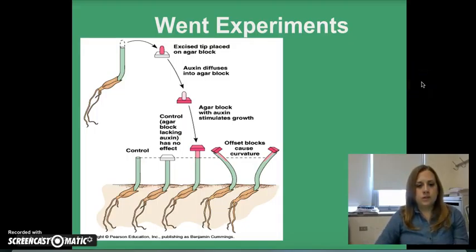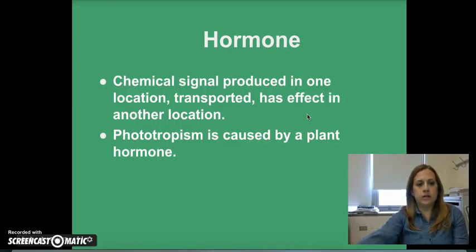Then we have the Went experiments, and with this one they took the plant and they excised or cut off the tip, put it on an agar block. The auxin is going to diffuse into the agar block, and so what they did then, they had the control with the tip removed, they had a control with an agar block that had no auxin, so there was no effect. Then they put it back on, and this time they allowed the auxin to travel to the whole plant, and so it continued to go straight. Then they offset the agar block, and what that did was it only allowed the auxin to go to one side of the plant, and so it caused a curvature, a bend in the plant.